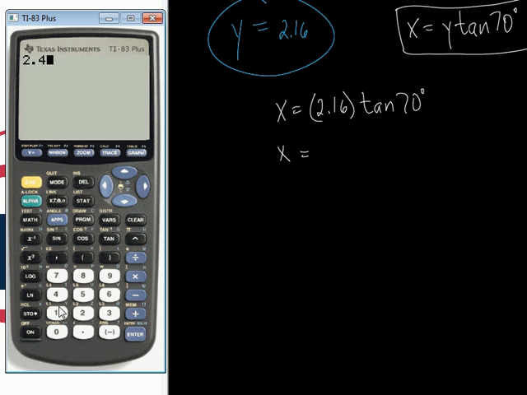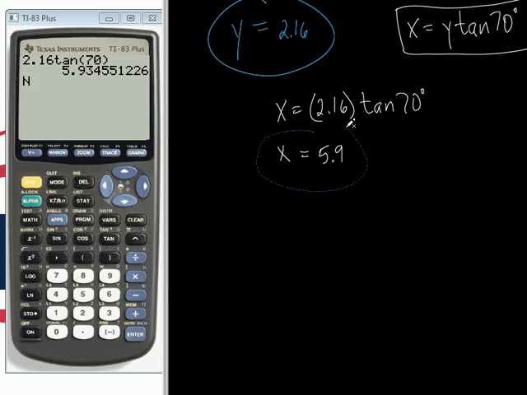2.16, there we go. Tangent of 70. And let's see what we get there, 5.9. And let's see how much they rounded. Yep, they just rounded 5.9 as well. So we'll just keep it 5.9. Alright, so that's what x is equal to. So there's y and there's x. Alright, but we're not finished, I don't think, are we?